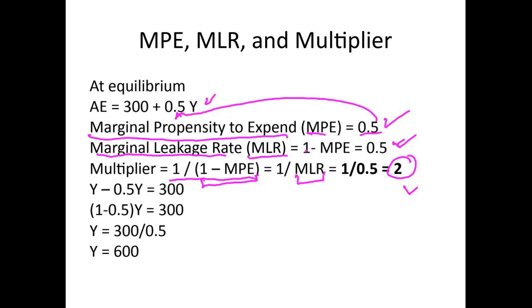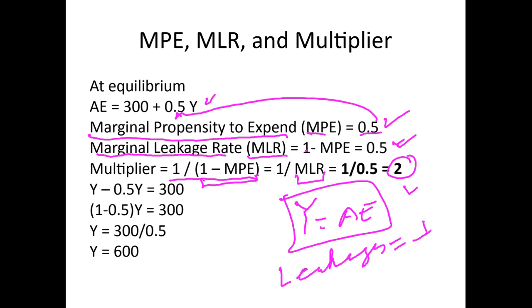Now I told you that at equilibrium, Y is equal to aggregate expenditures. This is the equilibrium condition. There's another equilibrium condition, and remember in the circular flow of income model, we discussed leakages and injections. So at equilibrium, all leakages must equal all injections. That is also an equilibrium condition. So if all leakages are equal to all injections, then automatically Y will also be equal to AE.